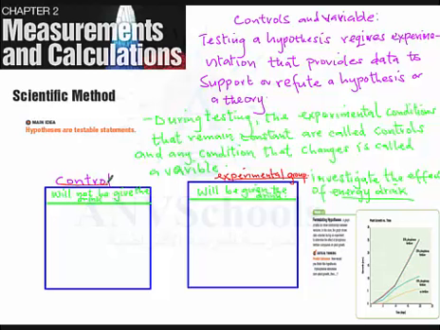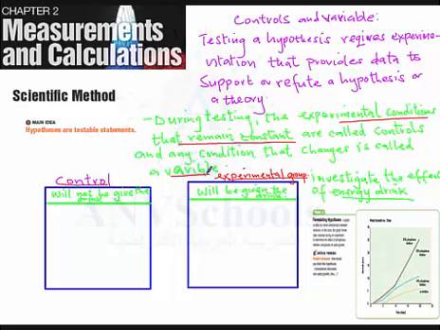We are saying here, during testing the experimental conditions that remain constant are called controls. So if the conditions remain constant, they are not changed, then they are controlled. We call them controls, and if they change, we call them variables. And the conditions can only be changed if something has been done to them. So any change observed is usually due to the effect of the variable. There is always a variable here that is being tested.